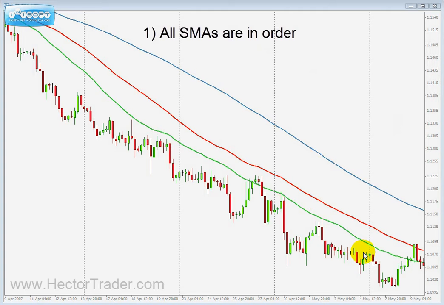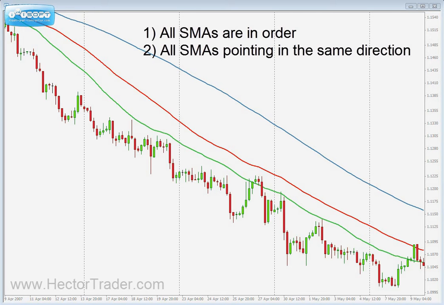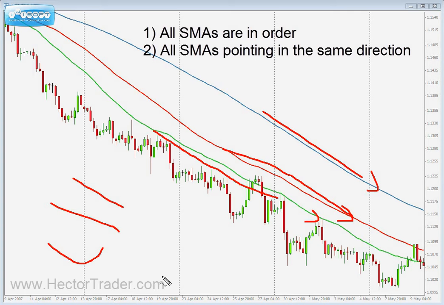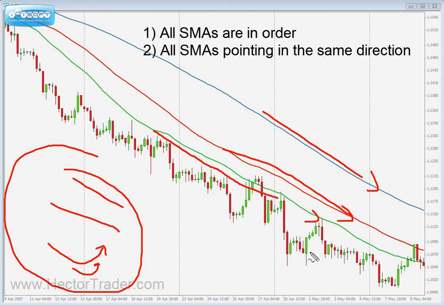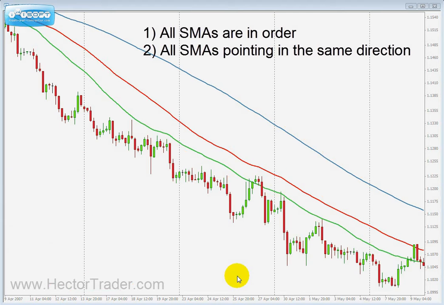Moreover, the second condition is that all the moving averages are pointing in the same direction. As we can see, all the different moving averages, the 30, the 50, and the 100, are all pointing down in the same direction. We could have the 30, the 50, and the 100 all in order, but the 30 already curling up and beginning to point up. That would mean that this trend is weakening, is endangered, or at least for the time being, is not as strong as I would like it to be in order to search for trading opportunities.